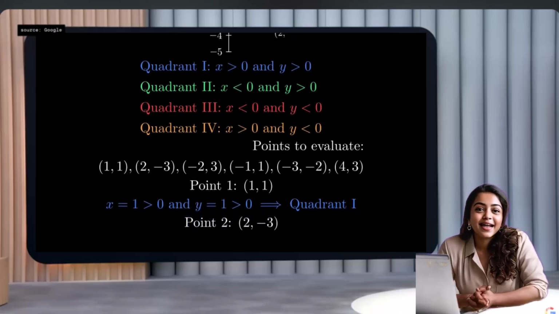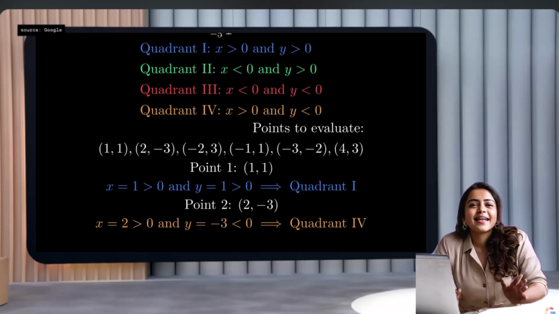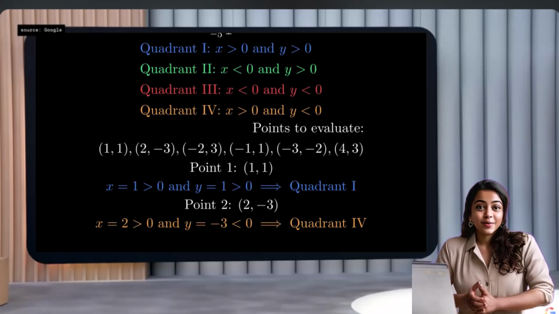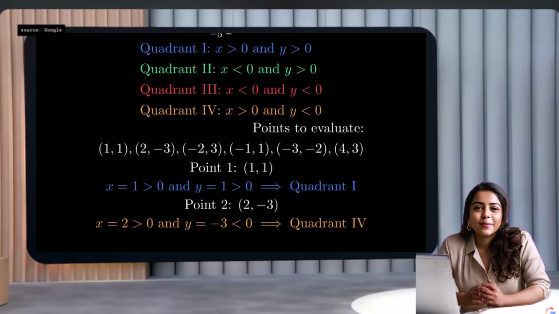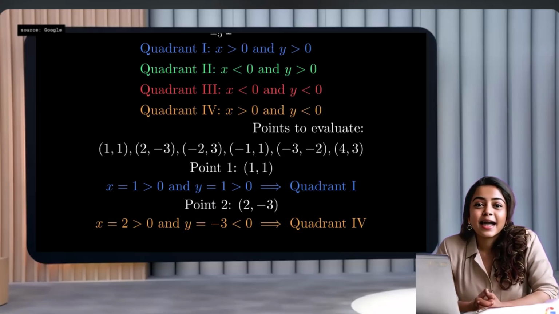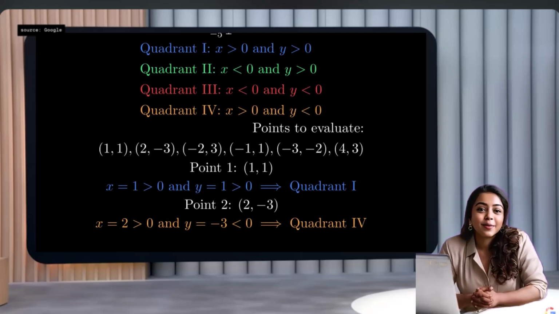Now let's examine the point (-2, 3). Here's where (-2, 3) is located on our coordinate plane. Since x equals -2, which is less than 0, and y equals 3, which is greater than 0, this point lies in quadrant 2.